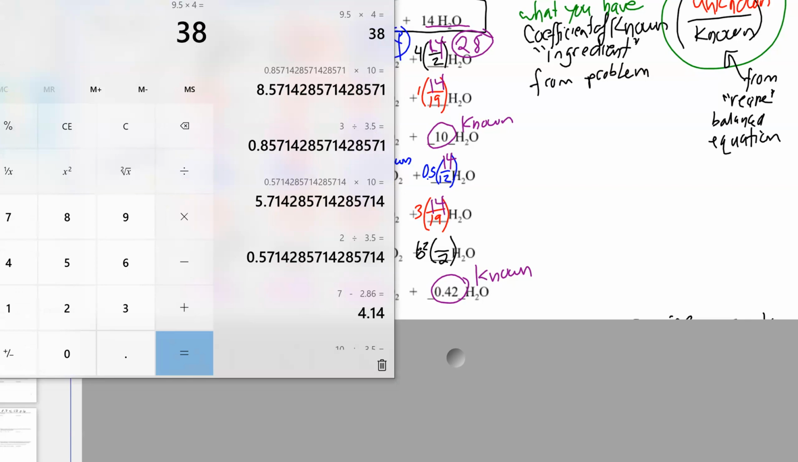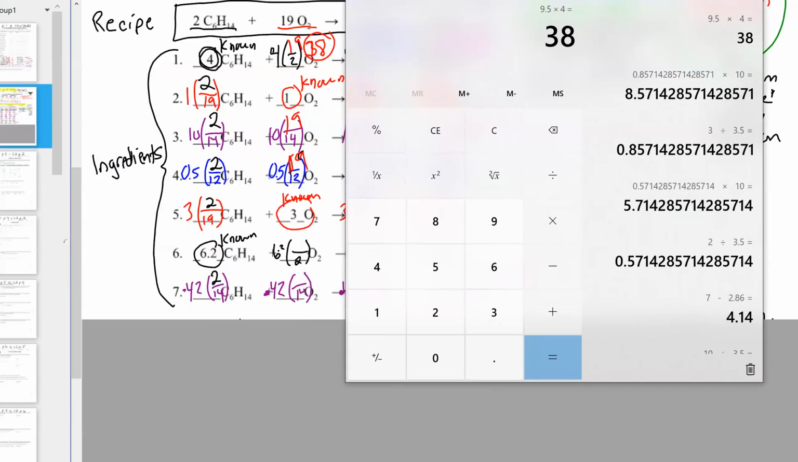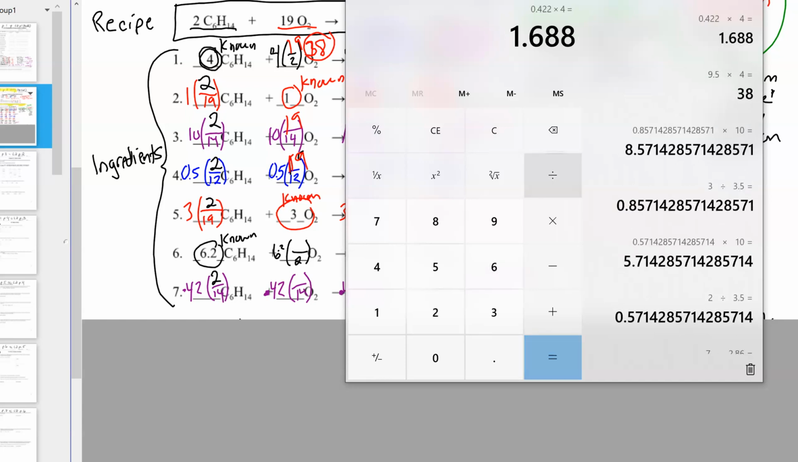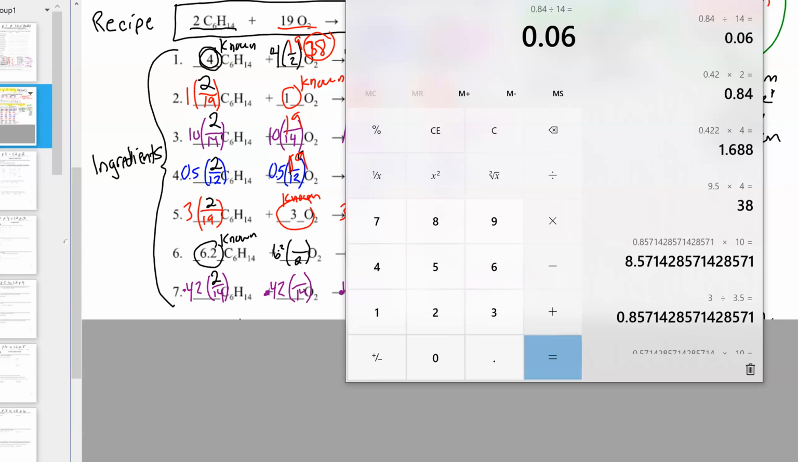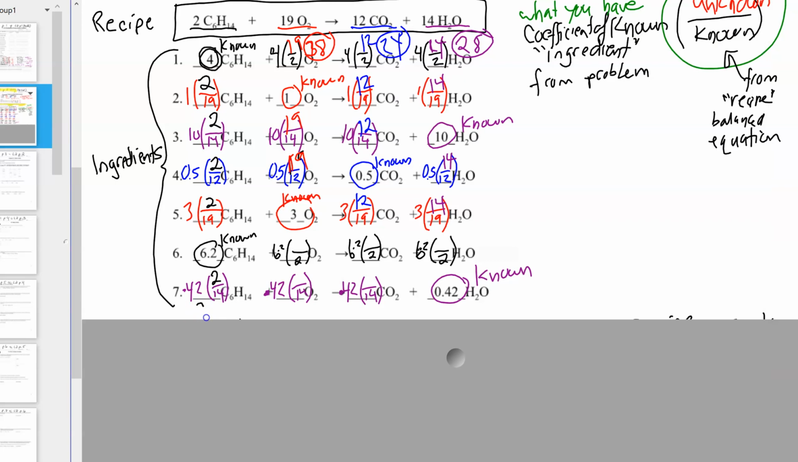For fun, why not? Let's figure out what that is as a decimal. So 0.42 times 2 divided... Oh, wait, did I do that right? Hold on. Clear. 0.42 times 2 divided by 14 is going to give us 0.06. So this answer right here is 0.06.